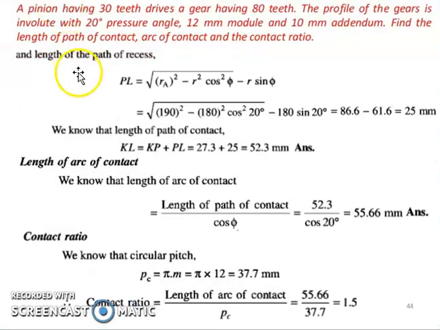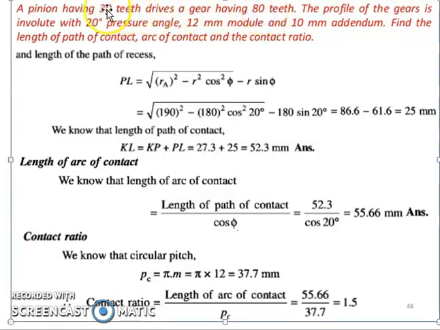Okay, now read it clearly. A pinion having 30 teeth drives a gear having 80 teeth. See here, a pinion having 30 teeth. What is given? Small t, because he said pinion. Driven gear having 80 teeth. He said gear, and gear means capital T. So capital T is equal to 80 and small t is equal to 30.